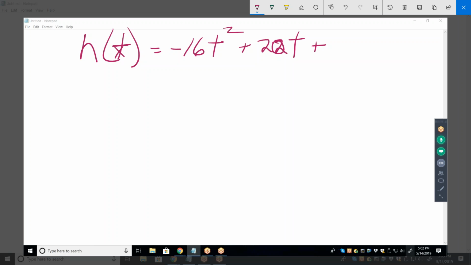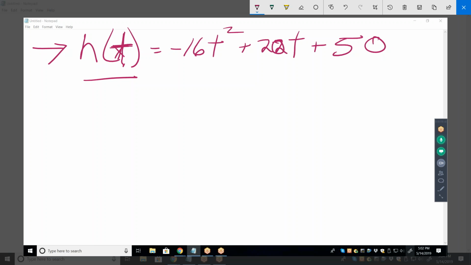Plus 50. Okay. This is your standard equation for projectile motion. It doesn't matter whether you're kicking a football or firing something straight up into the air. The h stands for height. t stands for number of seconds. So this is a function of t, meaning it's the only variable I'm going to find on the other side of the equation. I'm not going to find x's or r's. I'm going to find t, where t is in seconds.